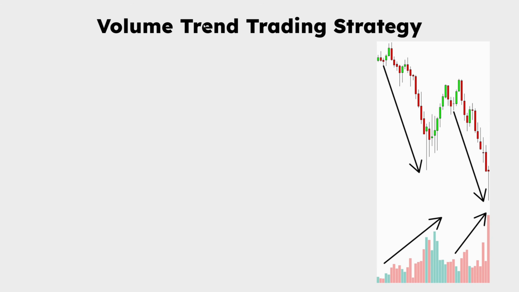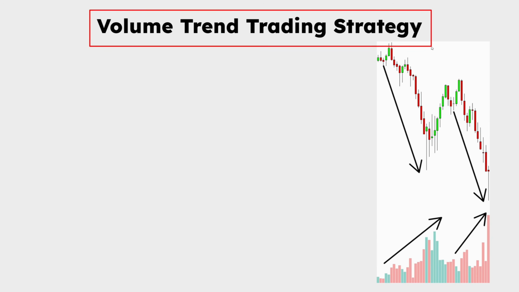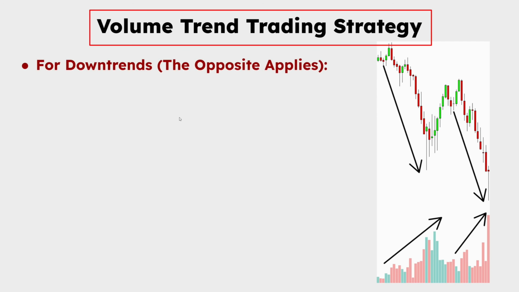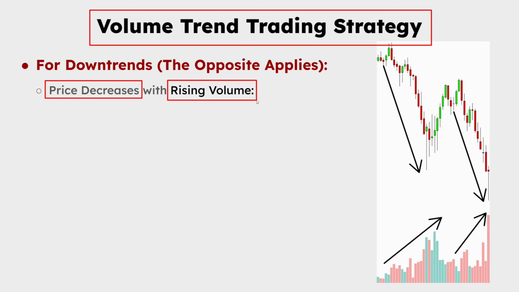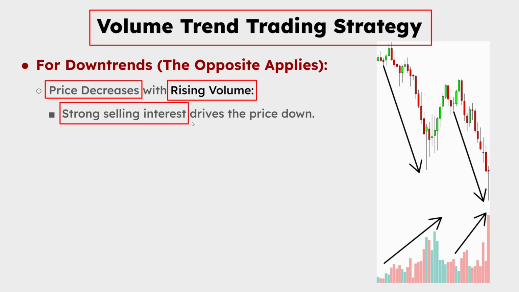But now then, let's continue with our volume trend trading strategy, because we also, of course, have to take a look at the downtrend. For a downtrend, pretty much the opposite of what we recently talked about applies. So when we see price decreases with rising volume, what does this mean? Well, this means that we have strong selling interest that drives the price down. And this is of course very bearish and indicates that we have a strong downtrend.